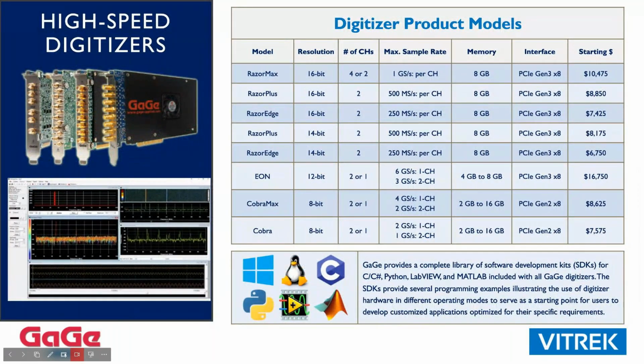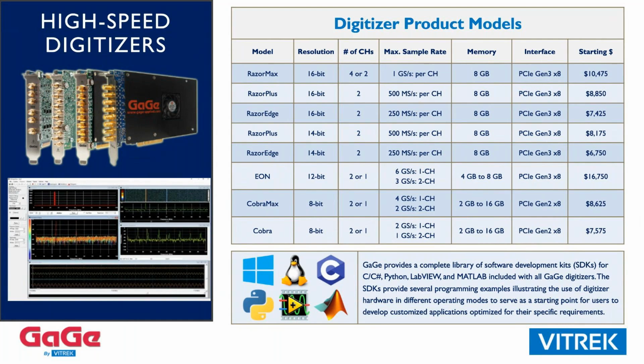So here's our table matrix of our current digitizer product models, detailing the A to D resolution that goes from anywhere from 8-bit to 16-bit. Number of input channels from 1 to 4 channels per card. You can have multiple cards in the system. The maximum sampling rate per channel from 250 megasamples per second per channel, all the way up to 6 gigasamples per second per channel. Amount of onboard memory from 2 gigabytes to 16 gigabytes, depending on the model. The PCI interface type, and the current starting pricing for these model families.